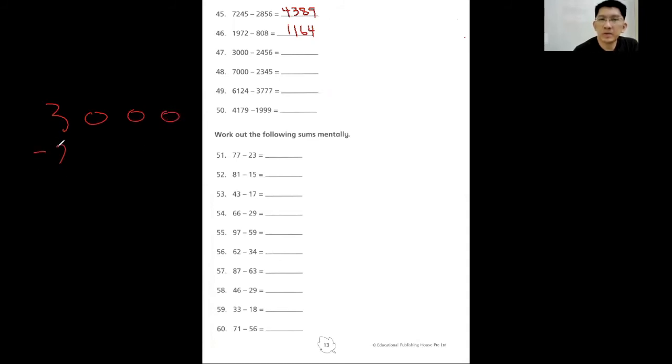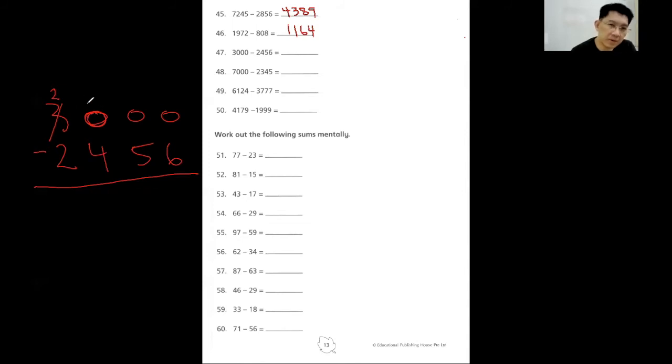minus 2,456. Okay. Now, as you can see, all of these are zeros. So I cannot borrow from here because it's still 0 here. And this one wants to borrow from here, but this one is still 0. So now this 0 has to borrow from 3. If you take 1 from 3, only leaving 2 here. And then this first 0 here gets 10 from here.